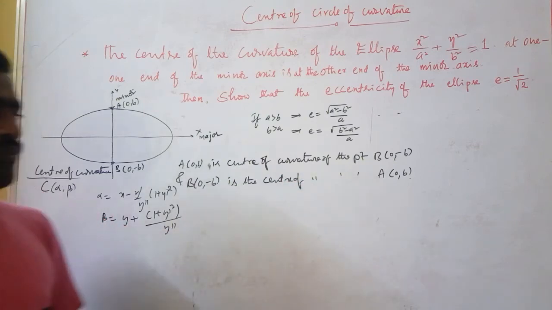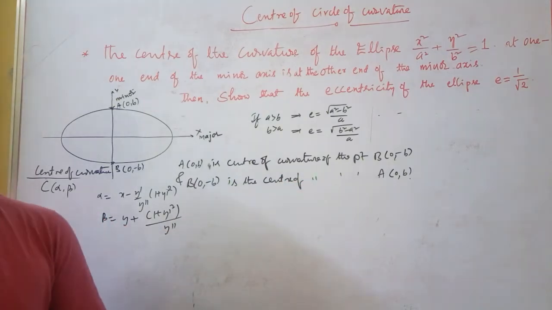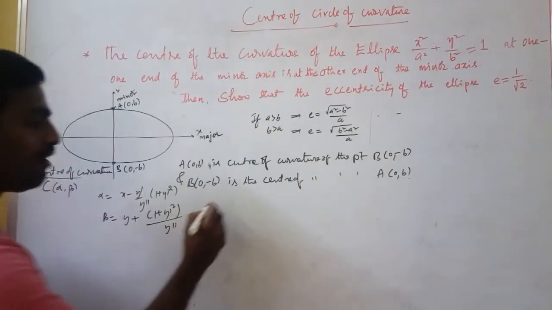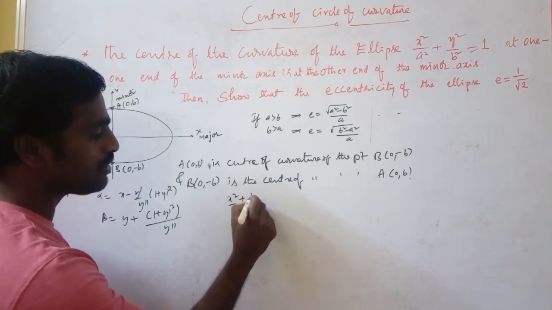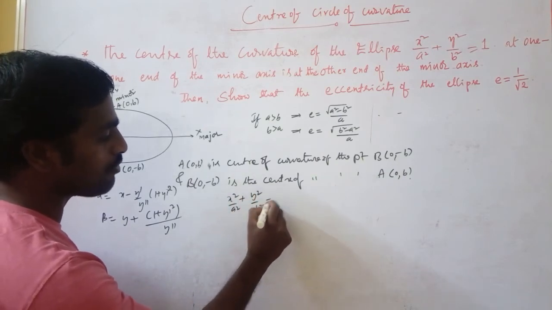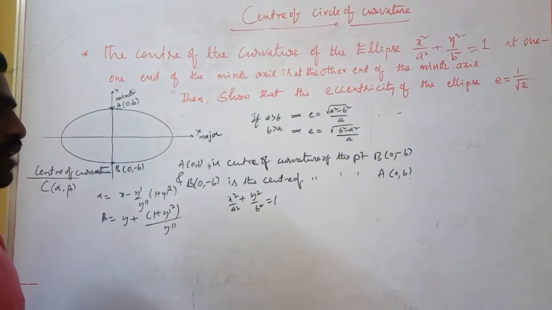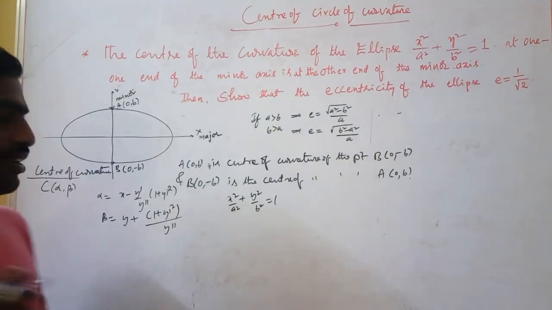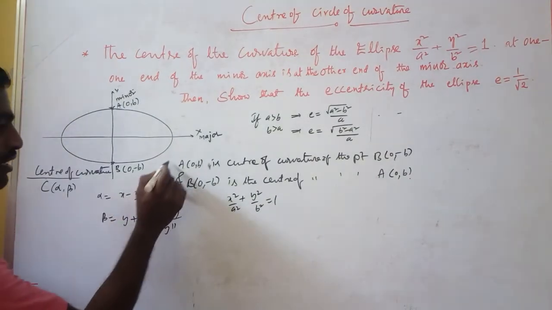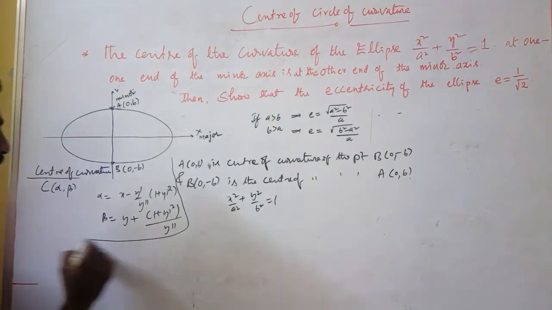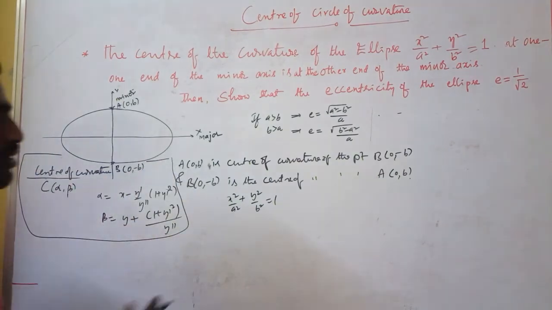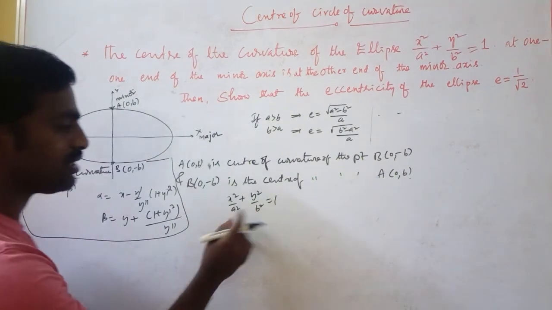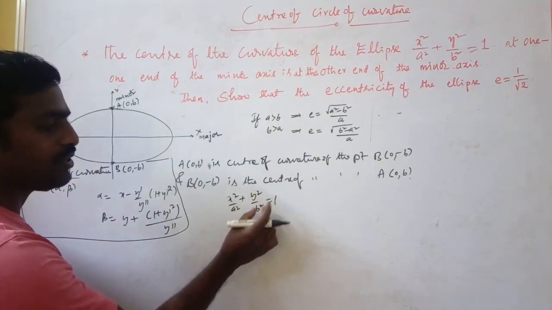No problem. First of all, whatever you need, y dash and the y second order derivative, the first order and second order derivatives. So I want to use the given ellipse equation: x square by a square plus y square by b square equal to 1. Finally we require alpha and beta.